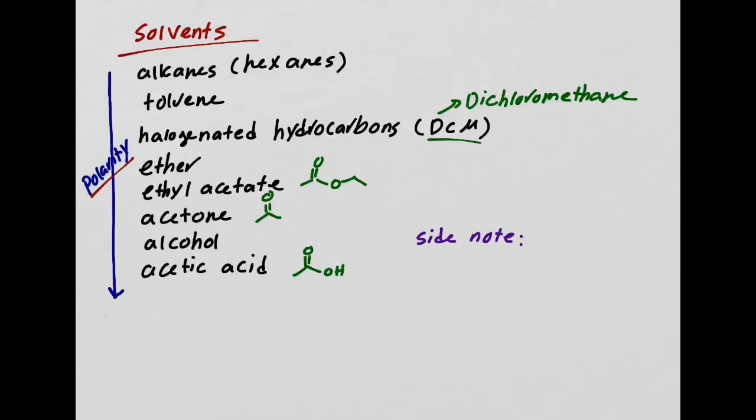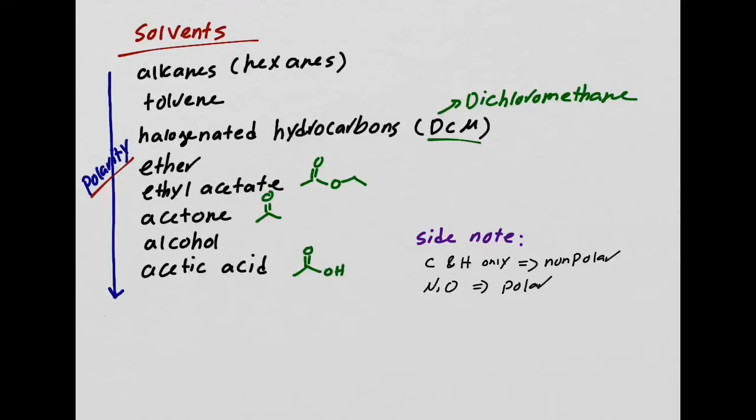Remember this. Every time you have nothing but carbon and hydrogen, you are non-polar. Now usually when your structure has nitrogen or oxygen, then it becomes polar. So usually when you have oxygen or nitrogen, you become polar.